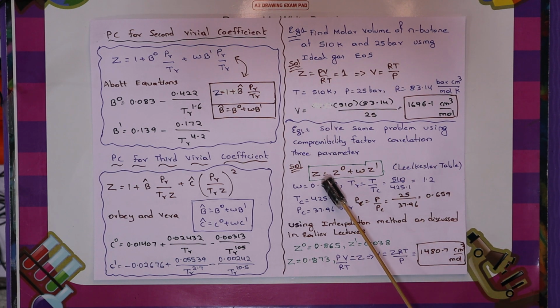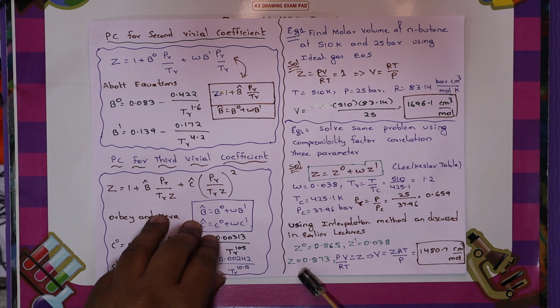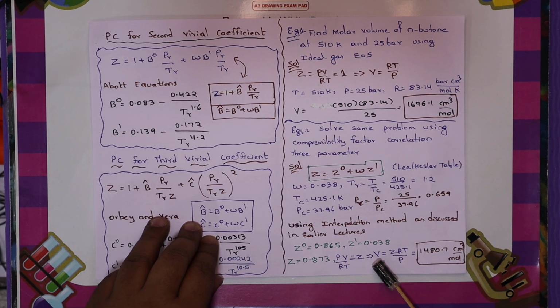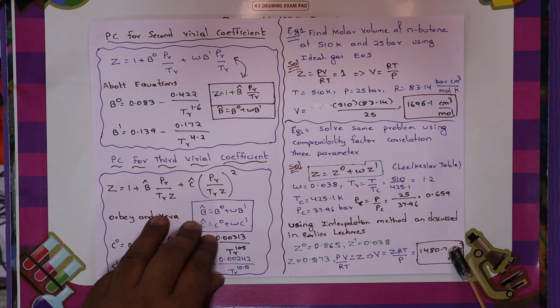So let us calculate the Z and volume using this generalized correlation method, the Lee-Kesler tables. Using this method, Z0 is equal to 0.865 and Z dash equal to 0.038 and omega equal to 0.038. If you apply this procedure, you can calculate Z as 0.873. Therefore, the volume of N-butane using the generalized correlation method at the temperature 510 Kelvin and 25 bar is 1480.7. Remember, compare with the ideal gas: ideal gas is 1696 and with the generalized correlation method it is 1480.